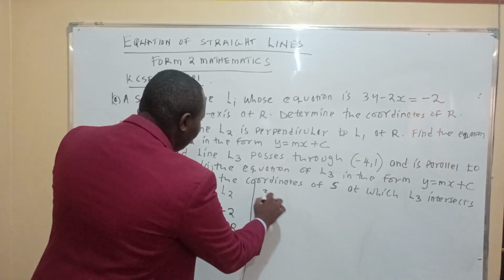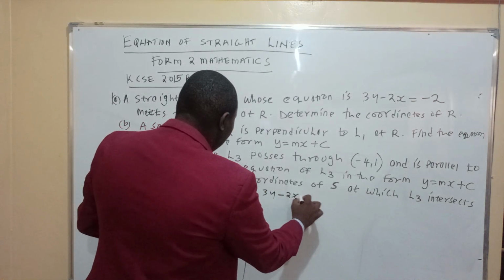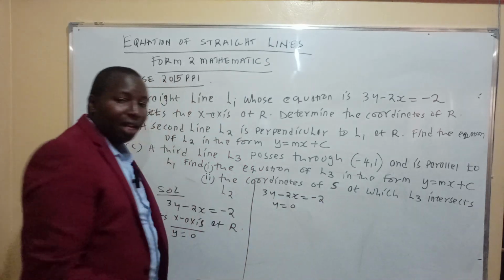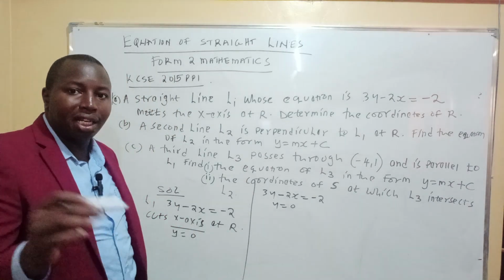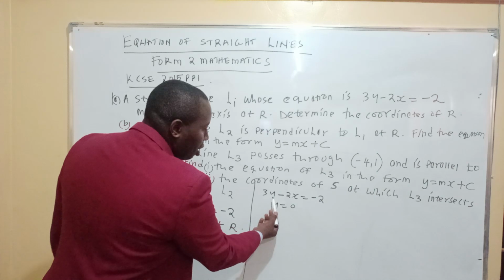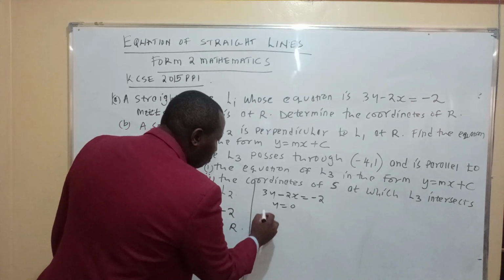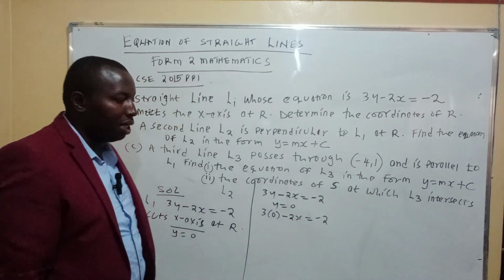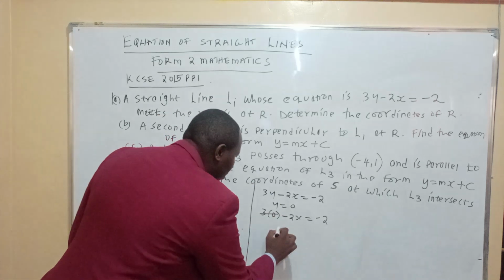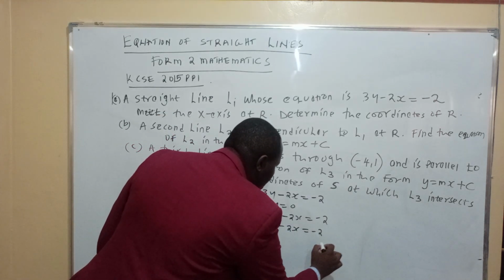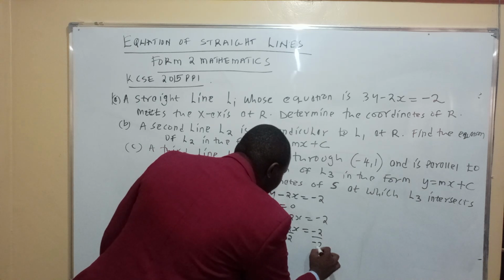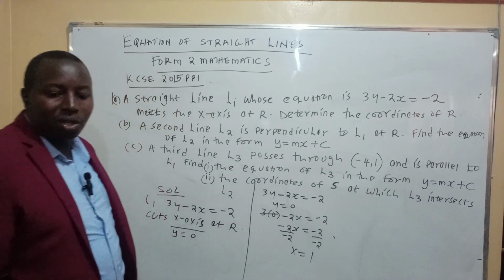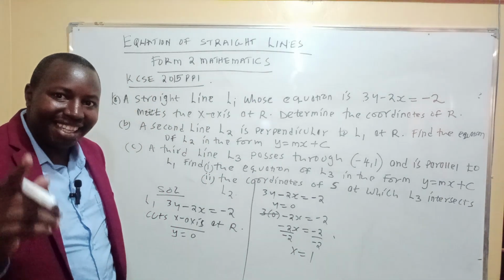So you go back to your equation, 3y minus 2x equals minus 2. Where the graph cuts the x-axis, the equation of the x-axis is y equals 0. So substitute y with 0: 3 bracket 0 minus 2x equals minus 2. Therefore, that becomes 0, so minus 2x equals minus 2. Divide both sides by minus 2, and you get that x is equal to 1.